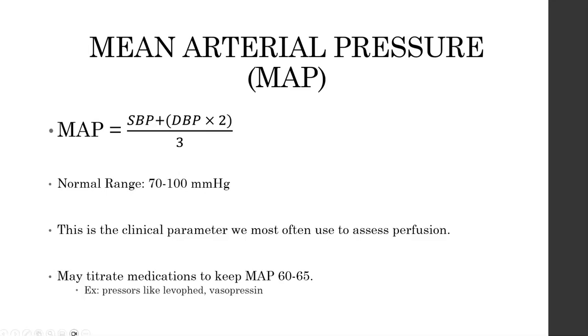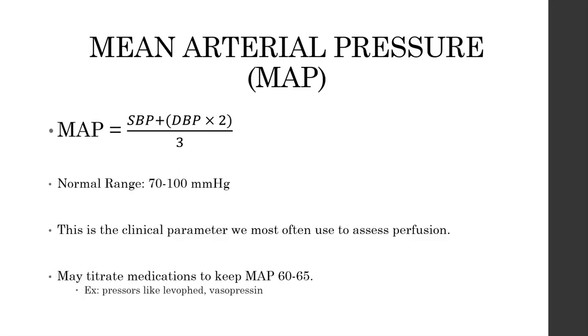Okay, so first we're going to talk about MAP. You're going to see some equations, such as here. MAP equals SBP, systolic blood pressure, and DBP, diastolic blood pressure. So systolic blood pressure right here, and then diastolic blood pressure right here. You're going to see a couple of different equations, and you're going to need to memorize those. So our MAP is our systolic blood pressure plus our diastolic blood pressure multiplied by 2. So multiply your diastolic blood pressure by 2, add it to your systolic blood pressure, and then divide it by 3.